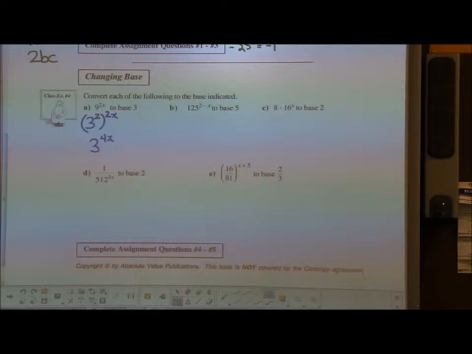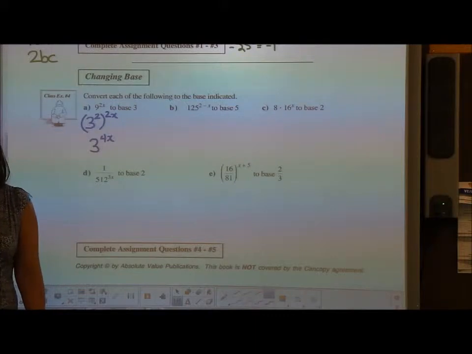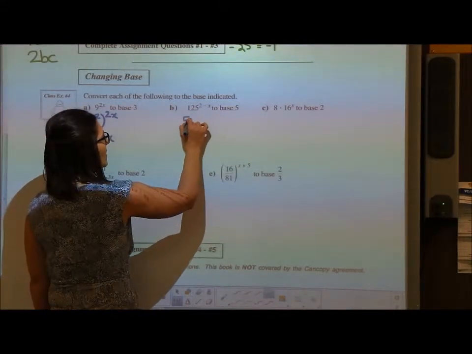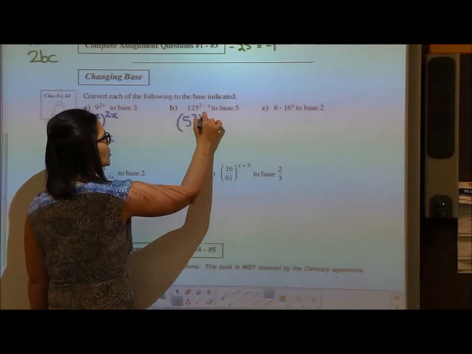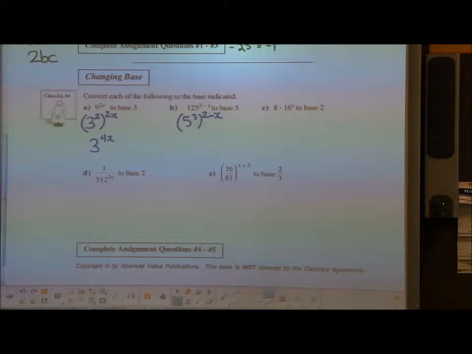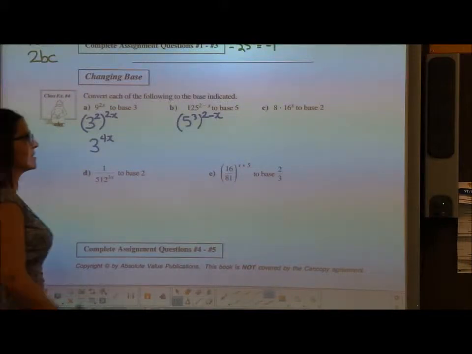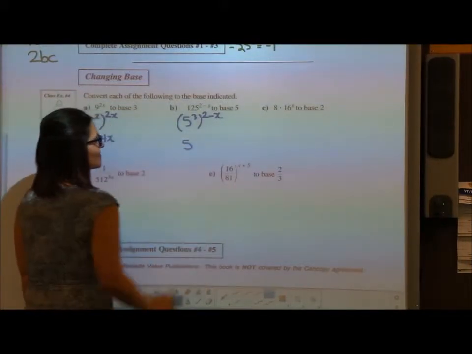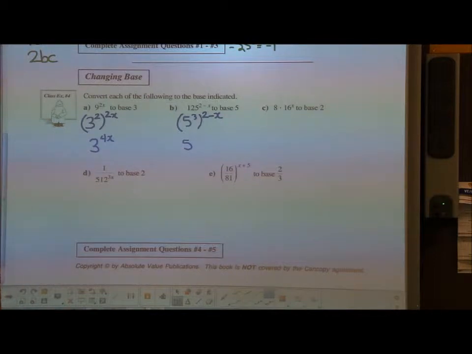So if I want to take 125 and write it as a power of 5, 5 to the power of what equals 125? 3. 5 to the power of 3. And then it's to the power of 2 minus x. So when I multiply the exponents, what do I get? Six minus 3x. Yes.